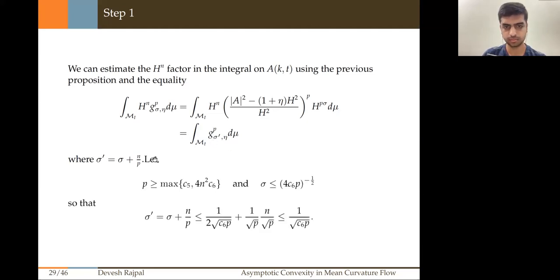And so if we let p large enough and sigma small enough, again, then sigma prime is also small enough. So this is also non-decreasing, and provided our p is large enough and sigma small enough, both can be managed. I'm not going over the details right now, but it can be done. So this function is also non-decreasing over time. Sorry, non-increasing.